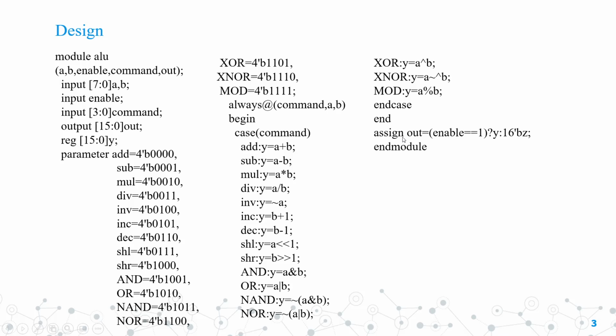And at the end of the design, I am checking for the enable. If enable is 1, then the out will be the data present in the temporary register Y, or else it will be in the high impedance state Z. This is my entire ALU design.